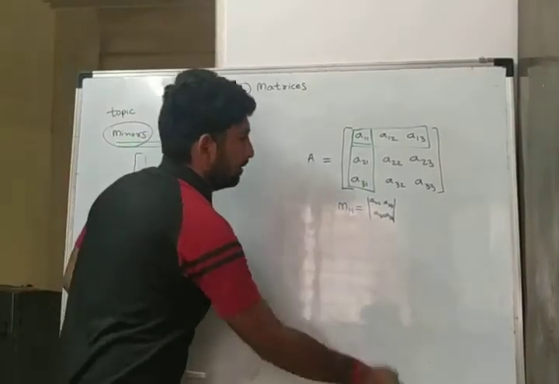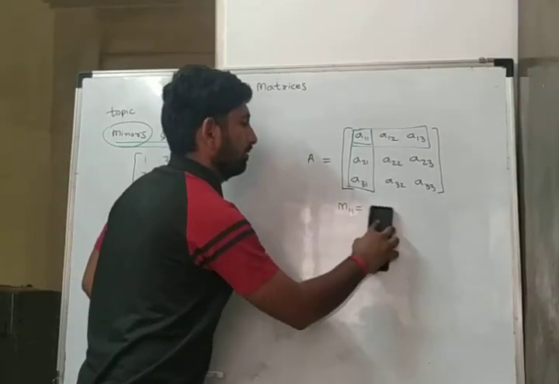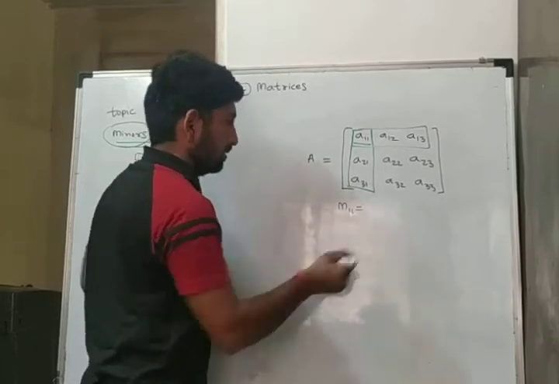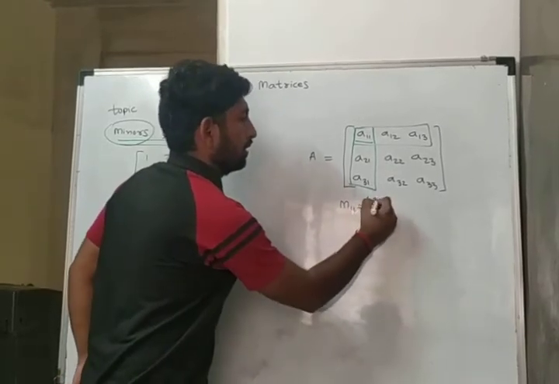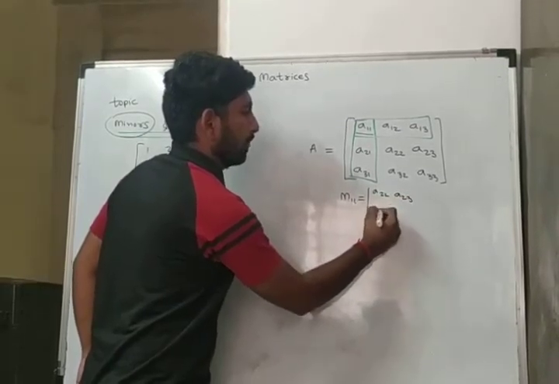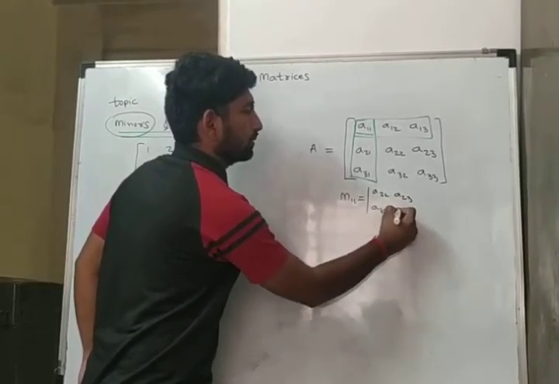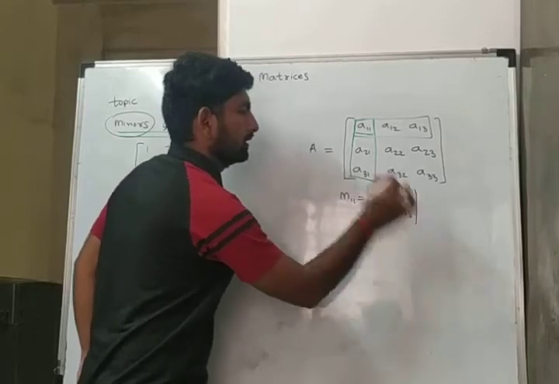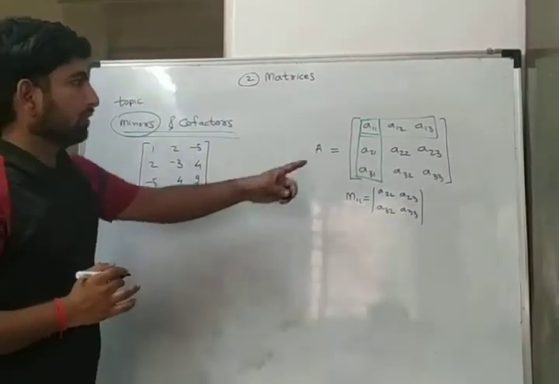This determinant, if it is not visible, we'll make it clear: A22, A23, A32, A33. This is the minor of the first position.